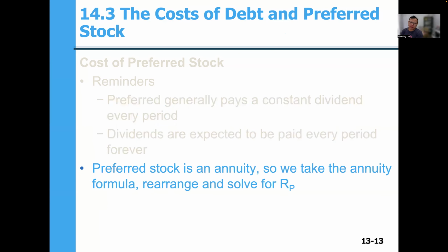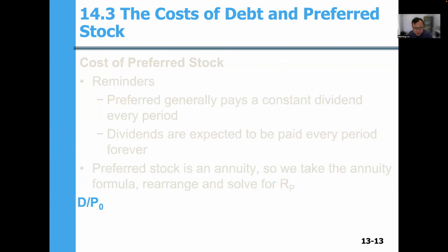So preferred stock is an annuity. We can take the annuity formula and solve for RP. It's straightforward. You have a constant dividend going forever, divided by your current price. That will be your cost of preferred stock.